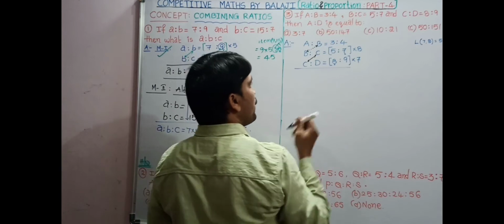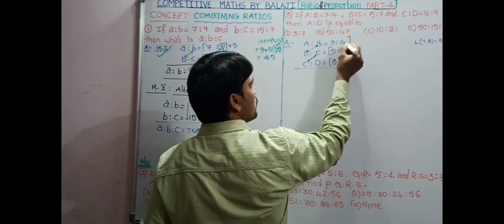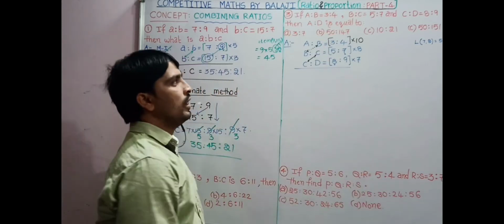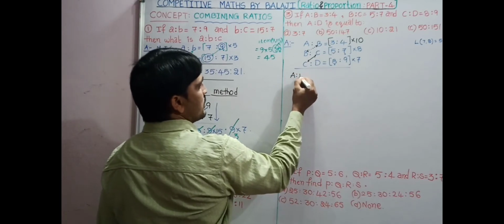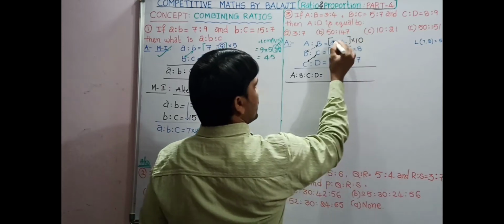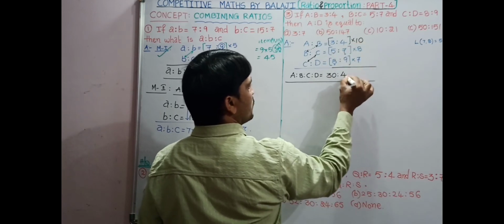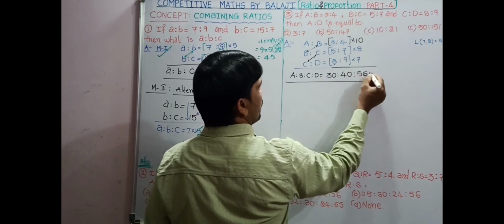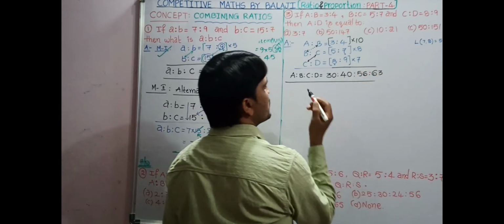Now observe the B value in the second ratio. 8 fives are 40. So here also we have to make 4 into 40 by multiplying by 10. Now B value is 8 fives are 40, 10 fours are 40. Thus A is to B is to C is to D equals 10 threes are 30, is to 40, is to 56, is to 7 nines are 63. So this is A is to B is to C is to D.